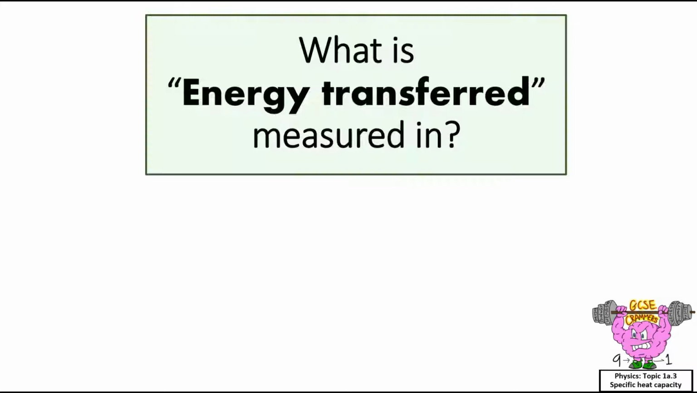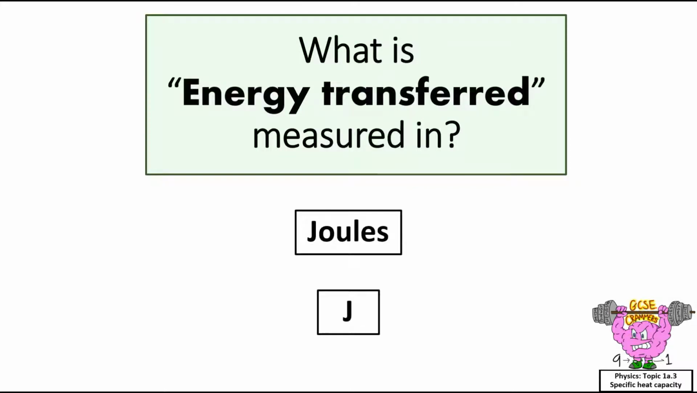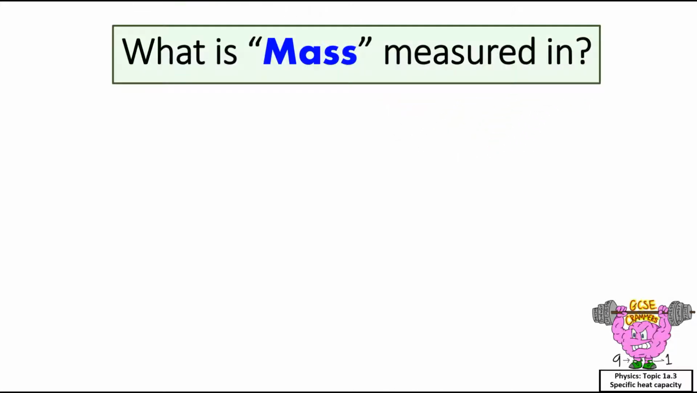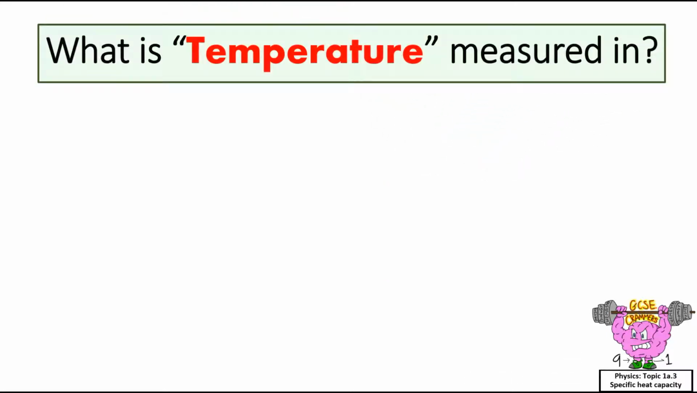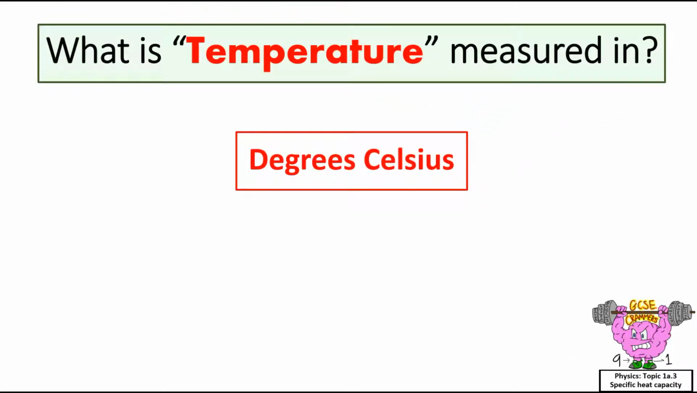What is energy transferred measured in? Joules, or use the symbol capital J. What is mass measured in? Kilograms, or use the symbol kg. What is temperature measured in? Degrees Celsius, or use the symbol degrees C.